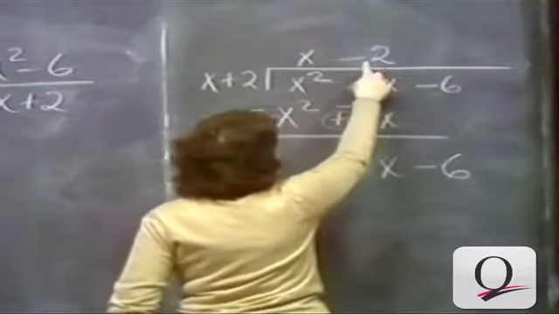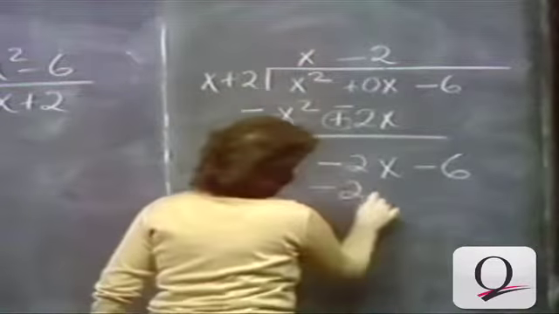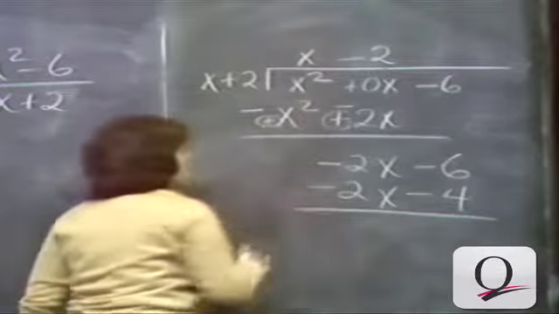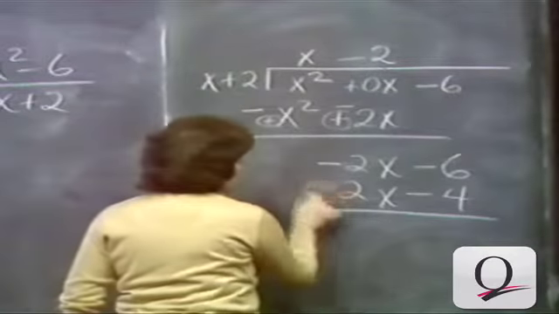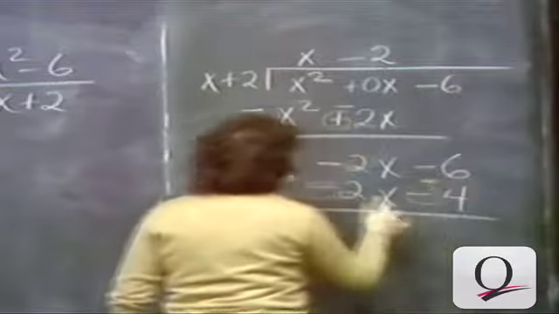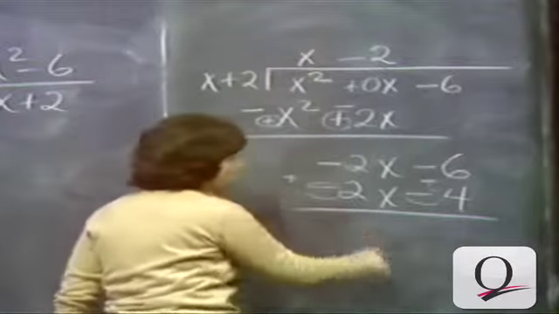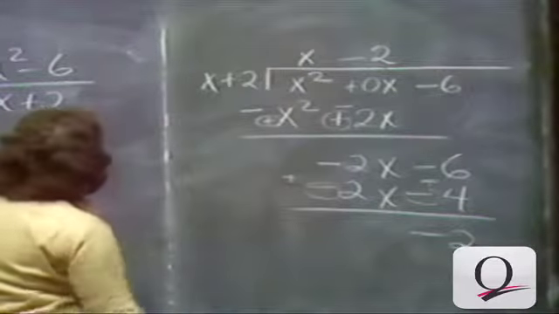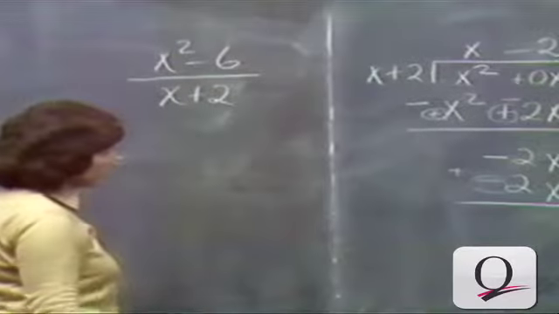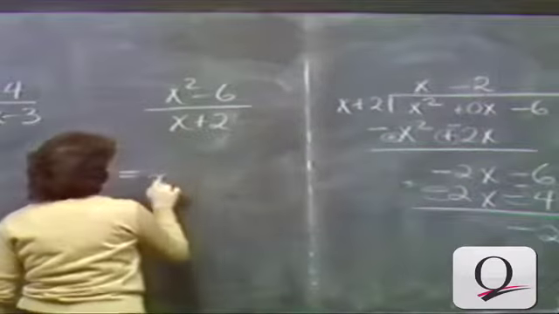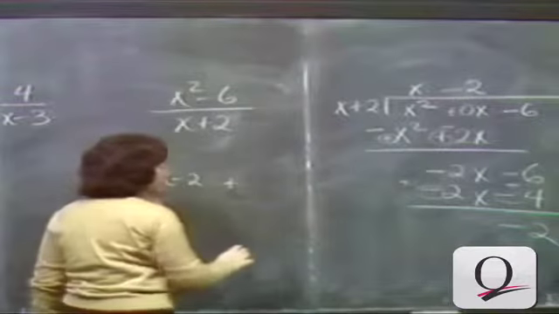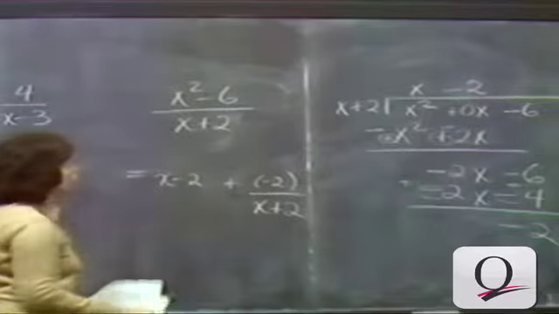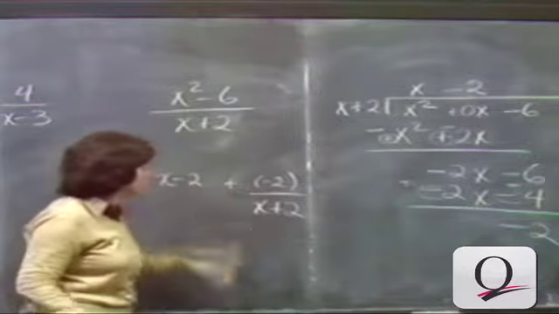And I put the minus 2 in here. Minus 2 times x gives me the minus 2x. Minus 2 times plus 2 gives me the minus 4. We now subtract again, change the signs, and add. Minus 2x and plus 2x, that gives you 0. Minus 6 and plus 4, minus 2. And that's the remainder. So the answer to this problem is the quotient x minus 2 plus the remainder minus 2 over the divisor. The quotient plus the remainder over the divisor.